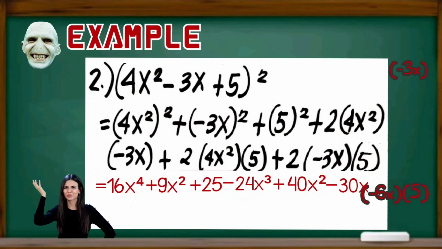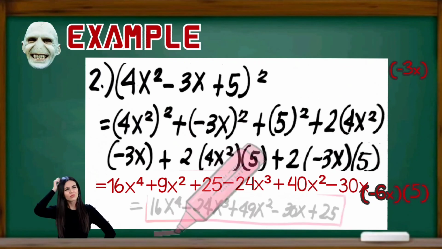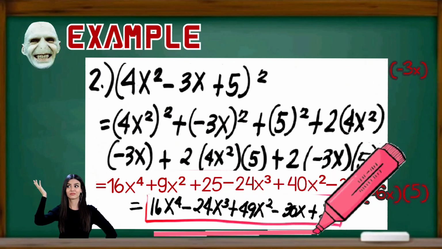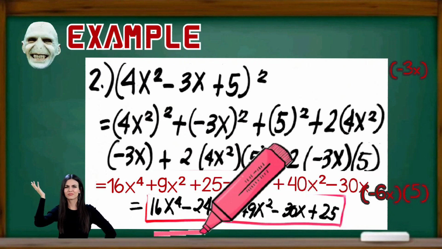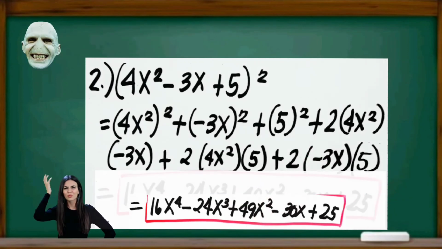So, ang magiging sagot niya is equivalent to 16x to the 4th power minus 24x cubed plus 49x squared minus 30x plus 25.